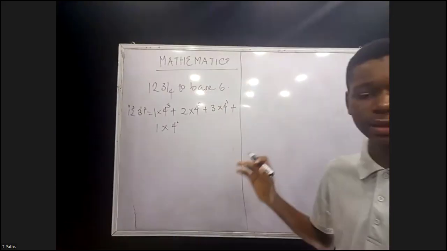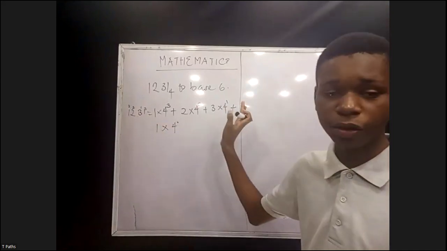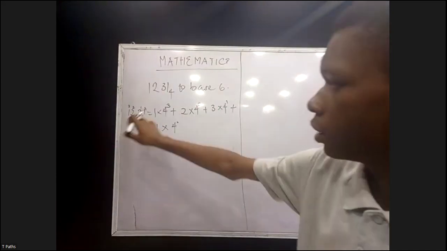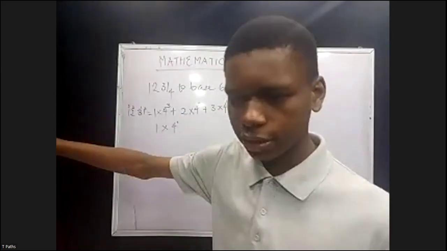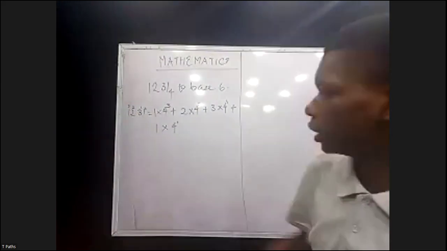Don't forget, I'm starting my indexes from 0. I'm moving backwards from right to left, taking my index from right to left: 0, 1, 2, 3, like that. If you have 7 digits, you keep going in that way.